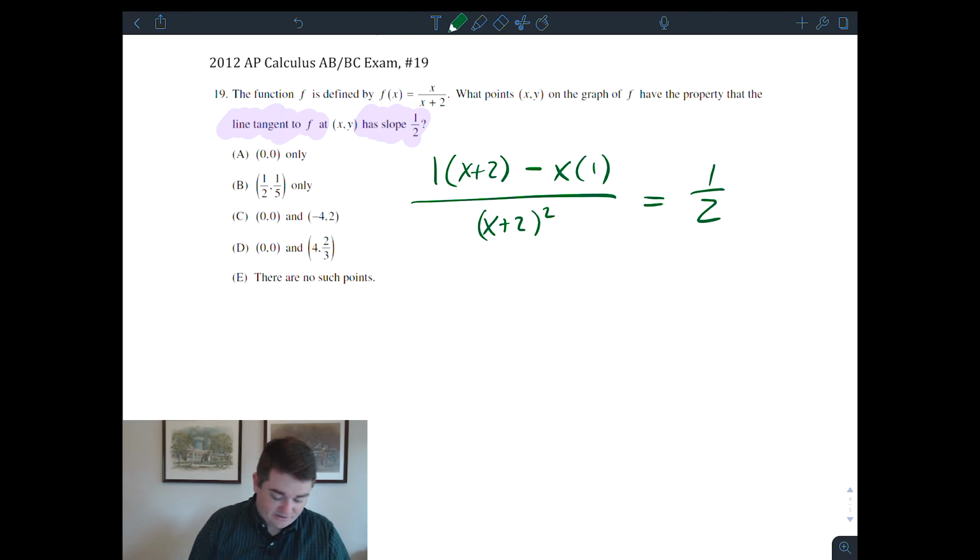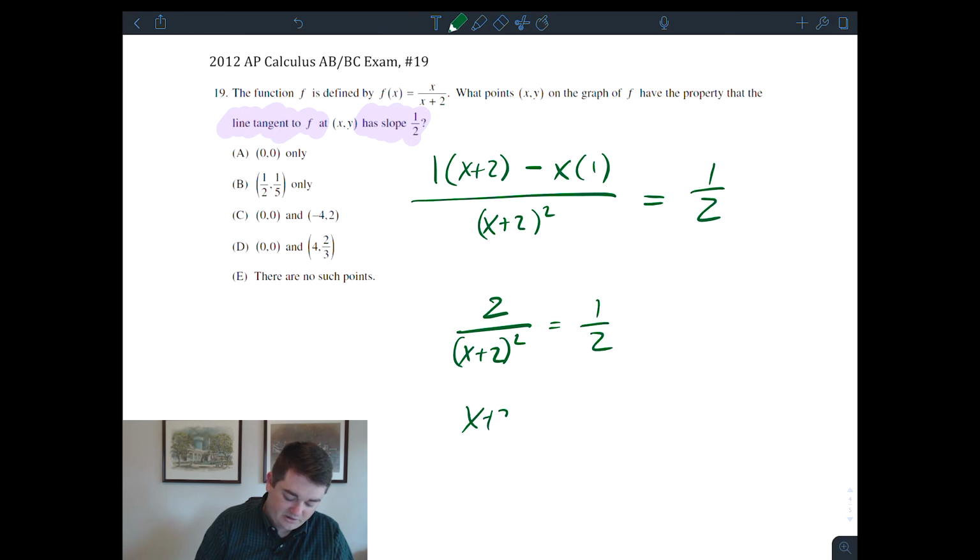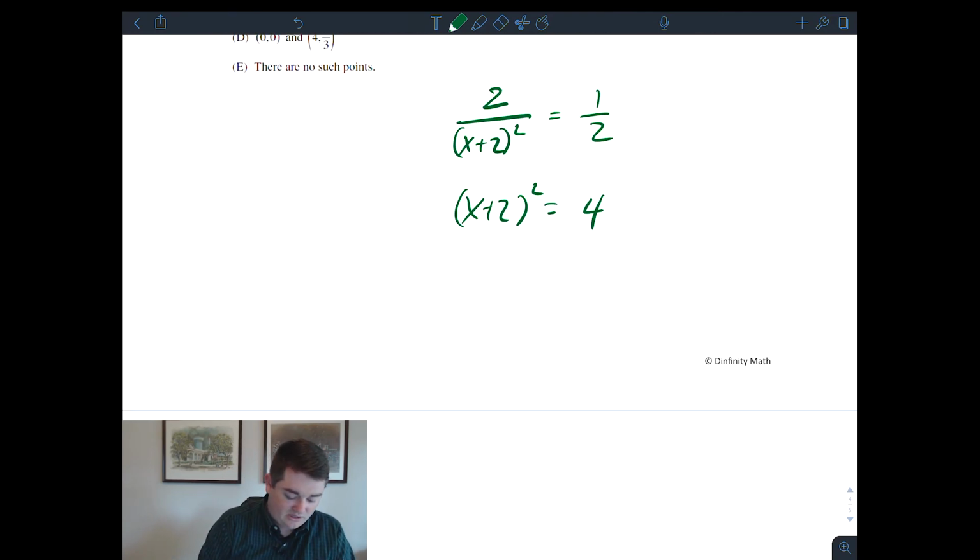So just combining like terms here in my numerator, I have x plus 2 minus x. So I've got 2 over x plus 2 squared equals 1/2. I can cross multiply. X plus 2 squared equals 4. I can square root both sides, but be careful. When you square root both sides, what's the square root of 4? It could be 2, and it could be negative 2.